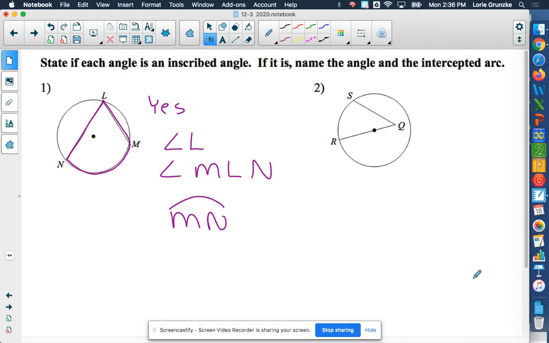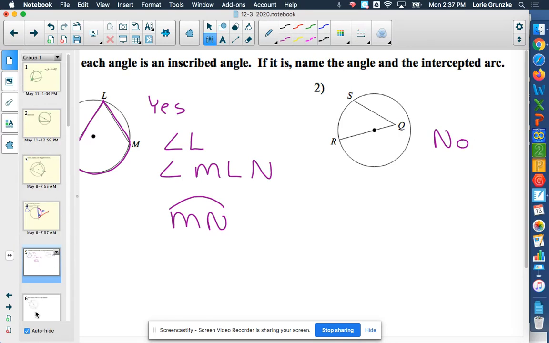Okay, we come to number 2. Is it an inscribed angle? No, because this point is not on the circle. So you say no, and you're done. Simple as that. On the test, it should be that simple too. Don't make it more complicated than it is.